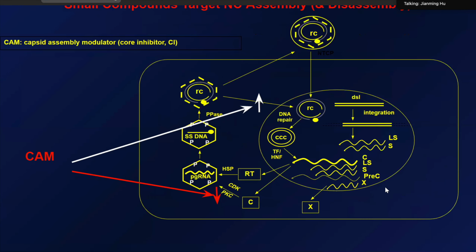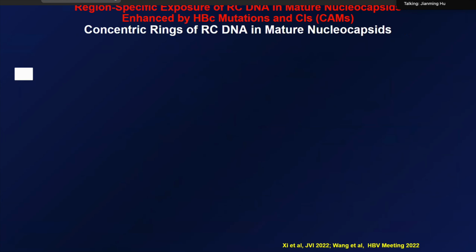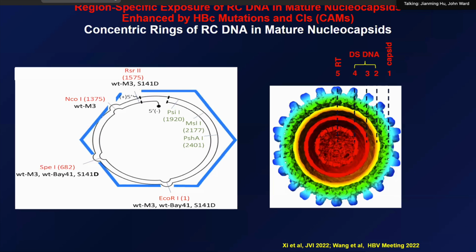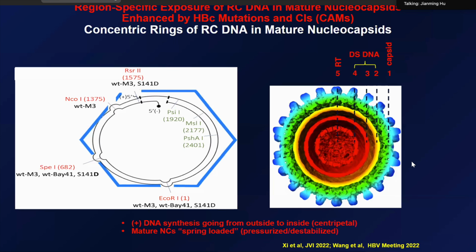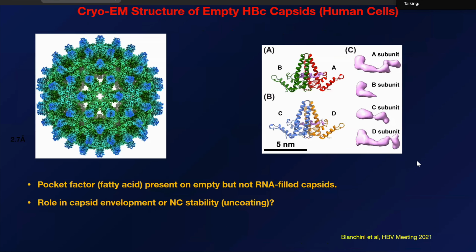Anyway, I'm not going to talk about the capsid assembly modulators because we're going to hear about this again. Next, please. We need to move on. Go ahead. I just want to go to the next slide, please. This is just a couple of structural slides showing the new information that we have, this pocket factor on the viral capsid and how the DNA is organized, that may help us understand how the rcDNA escapes the capsid to form cccDNA. Next, please.